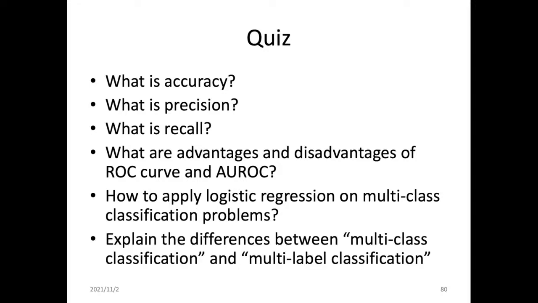Explain the difference between multi-class classification and multi-label classification. We just talked about it, right? In multi-class classification, you can select exactly one class at a time. For multi-label classification, you could select 0 or 1 or 2, up to k classes at a time.